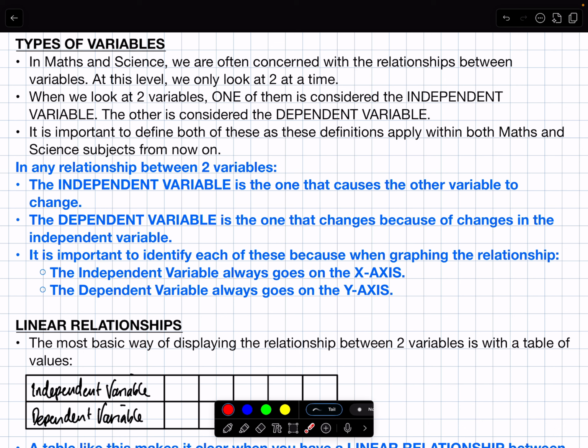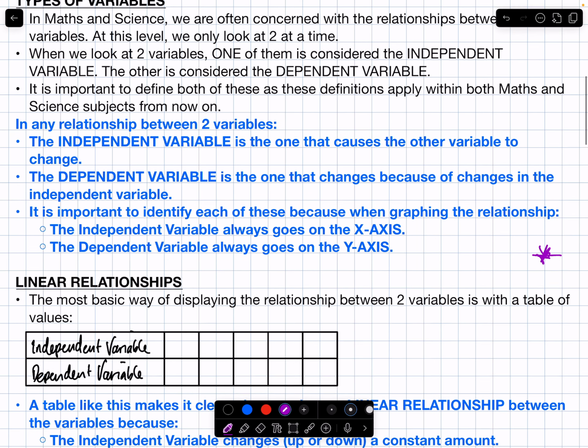And lastly, you need to identify these because when you graph them, the independent variable always goes on the x-axis and the dependent variable always goes on the y-axis. So if you're taking notes, you would pause here so you can get that stuff in blue, but I'll move on for this video.